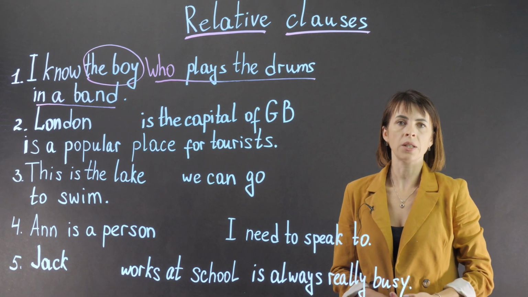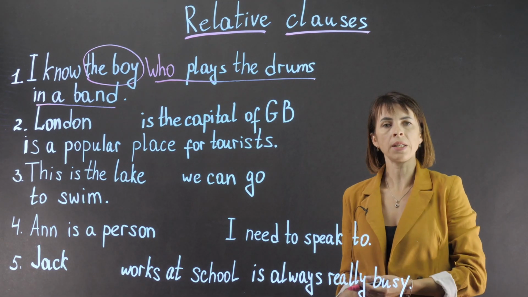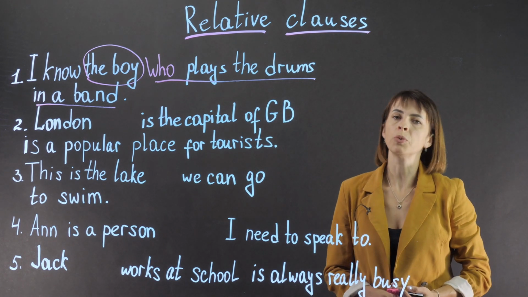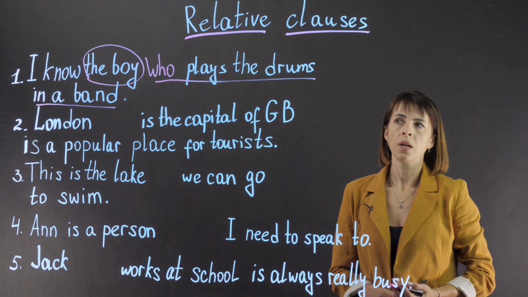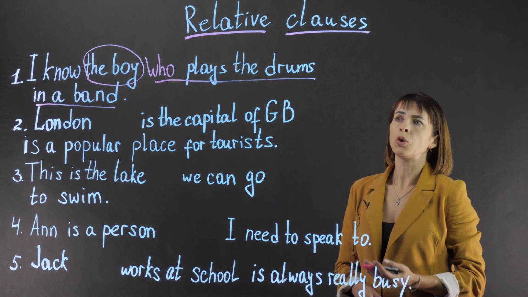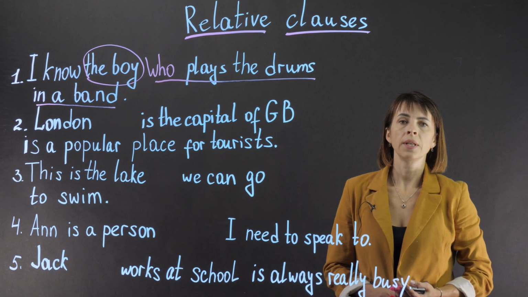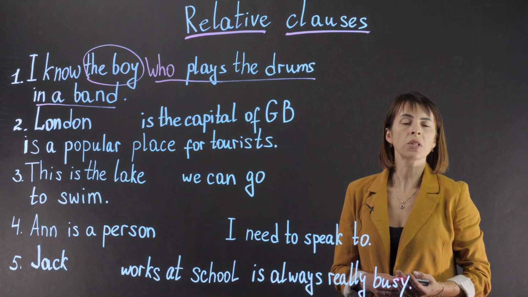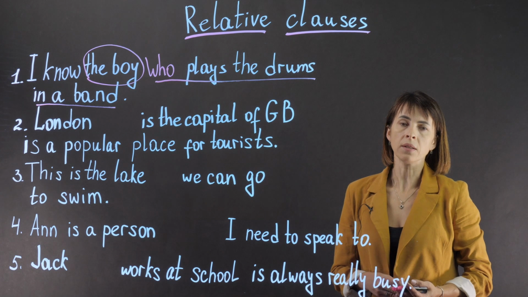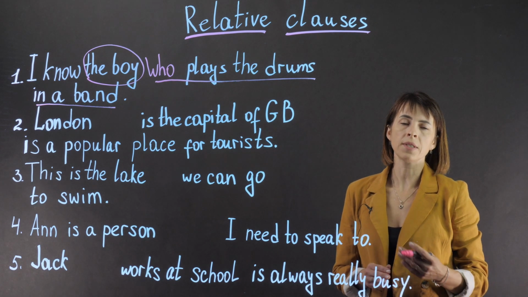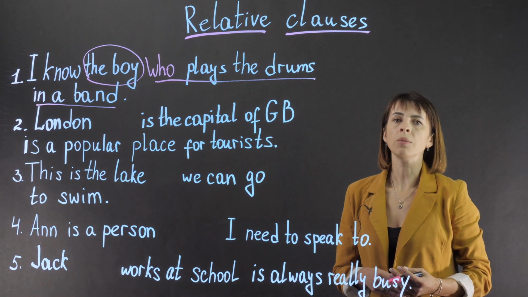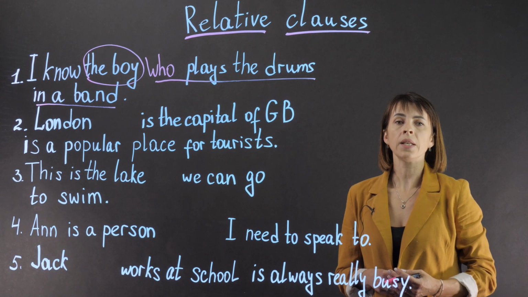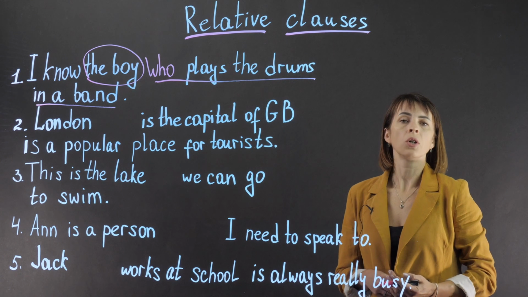Ось підрядне речення. Is it defining or non-defining relative clause? Це уточнювальне чи поширювальне підрядне речення. So, the information who plays the drums in a band is essential information. Це обов'язкова, необхідна інформація. We can't remove this information from the sentence. Ми не можемо забрати цю інформацію з речення. So, it's defining relative clause.